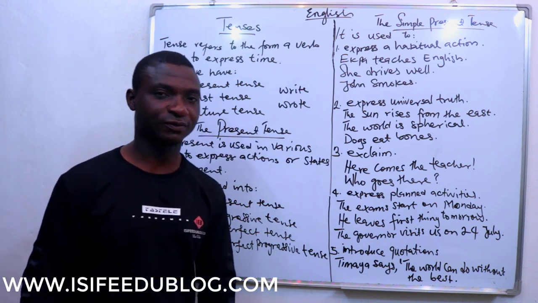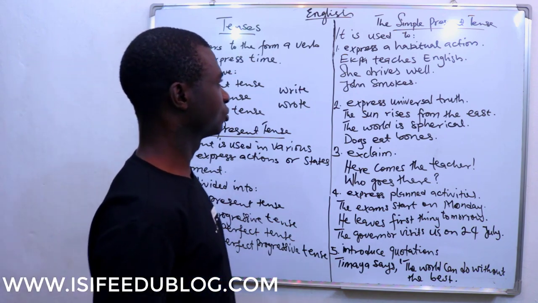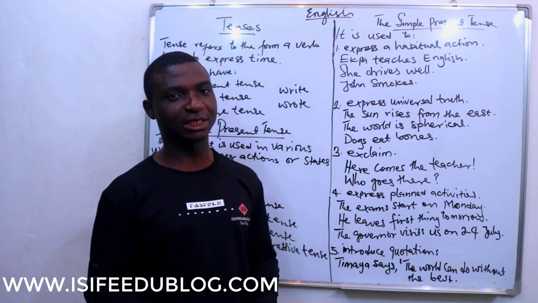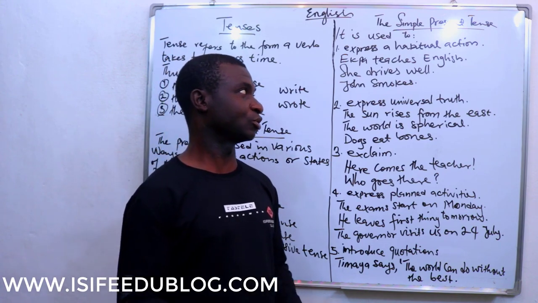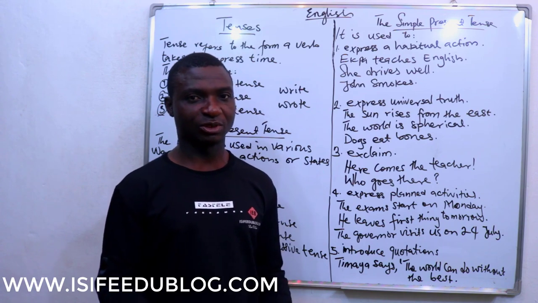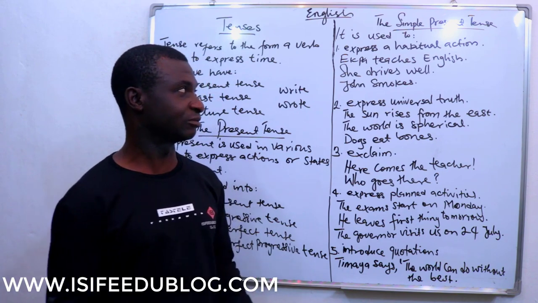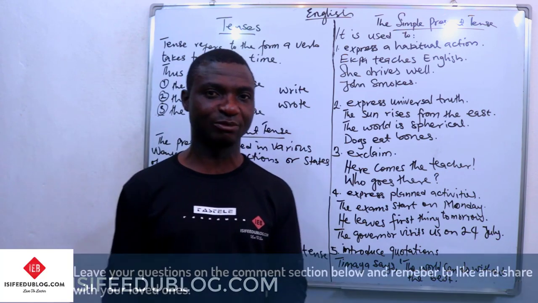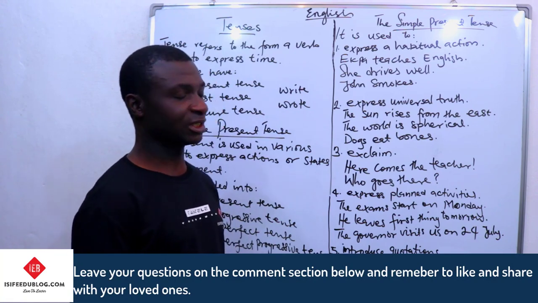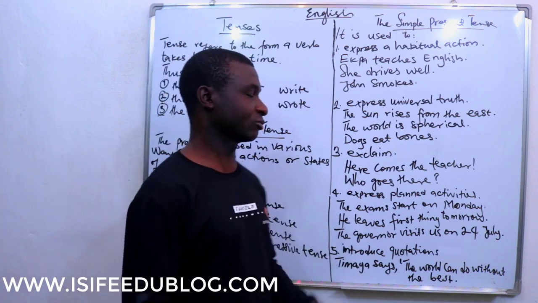How do we use the simple present tense? First, we use it to express habitual actions. Now, I've categorized habitual actions to mean what you do regularly, whether it is positive or negative. We know that when people talk of habits, the understanding is usually on the negative side, but I am looking at habitual action now from both the positive and the negative angle. What is it that you do regularly? That's what I mean here.